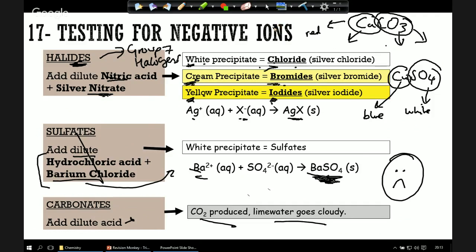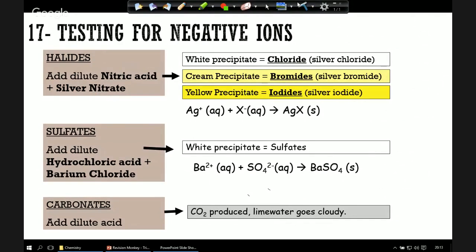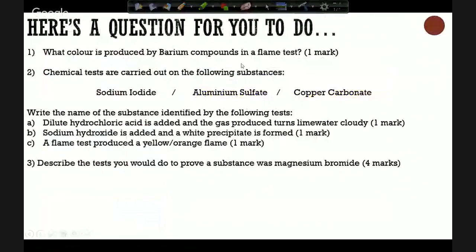So just to complete this session then, I've got a couple of questions for you on these testing for positive and negative ions. I'm just going to give you a couple of minutes to go through those, just 3 questions, and then I'll come back and see if you've got them correct.